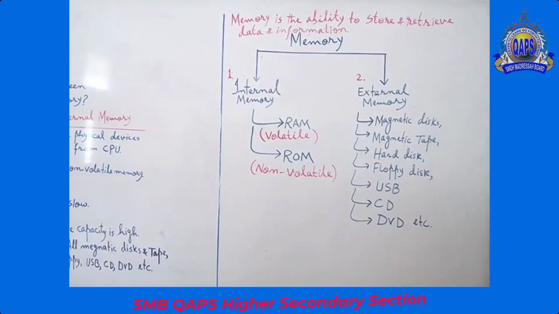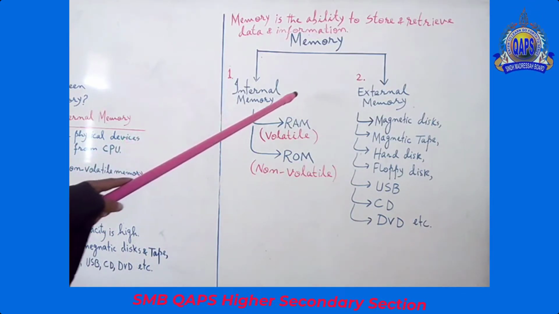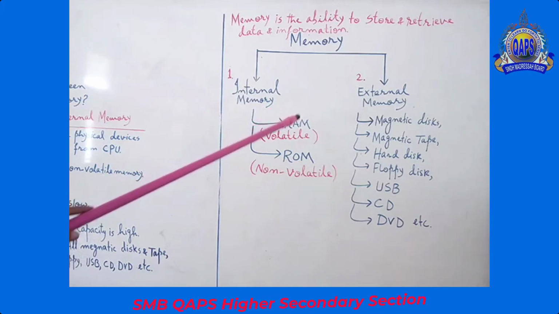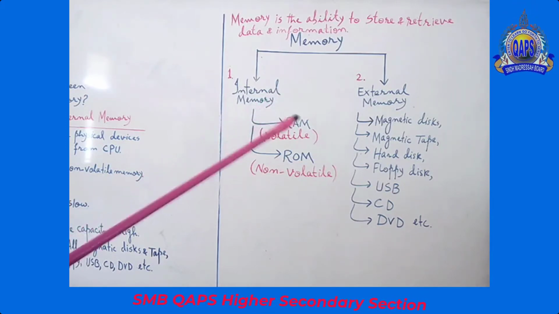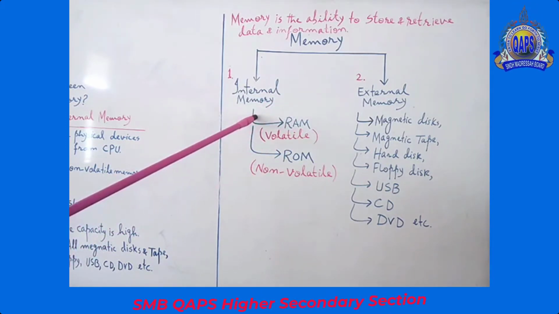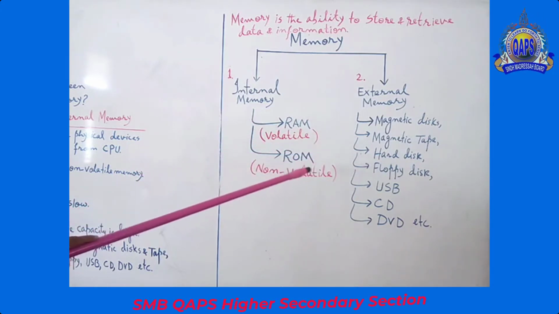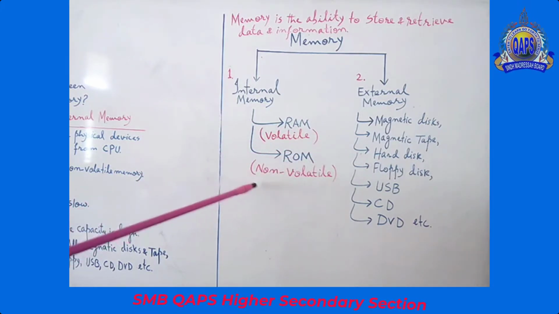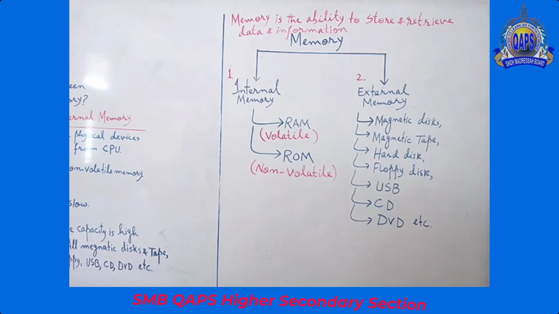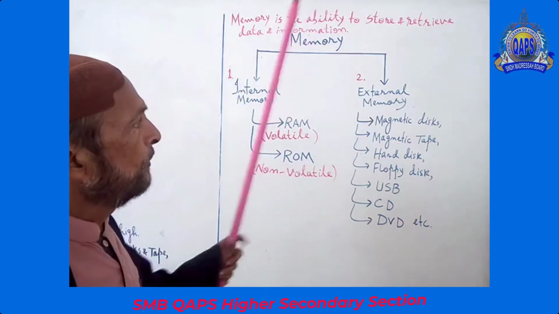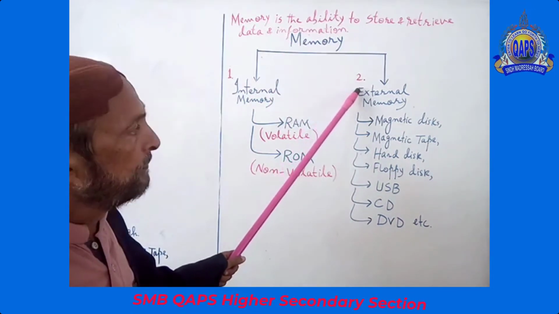Internal memory and external memory. What is internal memory of computer? It consists of only two things: RAM, which is a volatile memory, and ROM, which is a non-volatile memory. And now, number two, external memory.